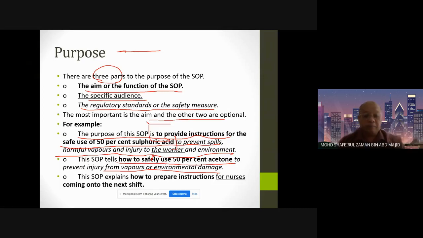Remember, for the purpose, you need to put the aim. That is a must, and the other two are optional. If you don't have it, never mind, no problem. But make sure that you have the aim or the purpose of the SOP. And then number three here, this SOP explains how to prepare instructions for nurses coming in on the next shift. So that is the purpose.